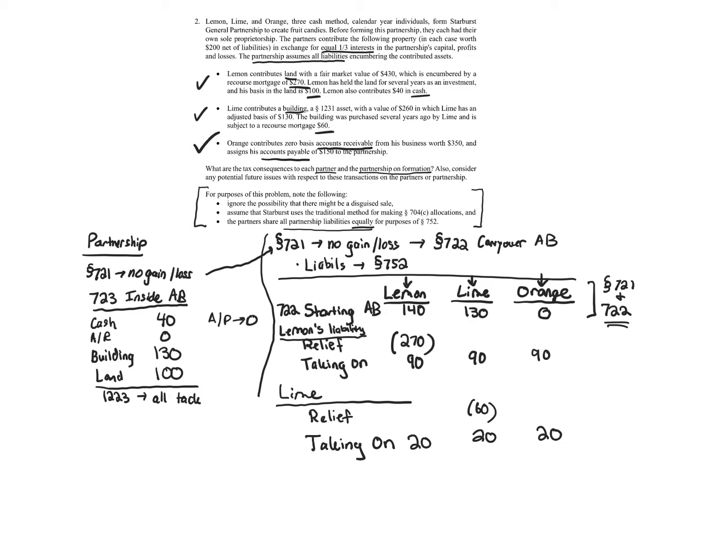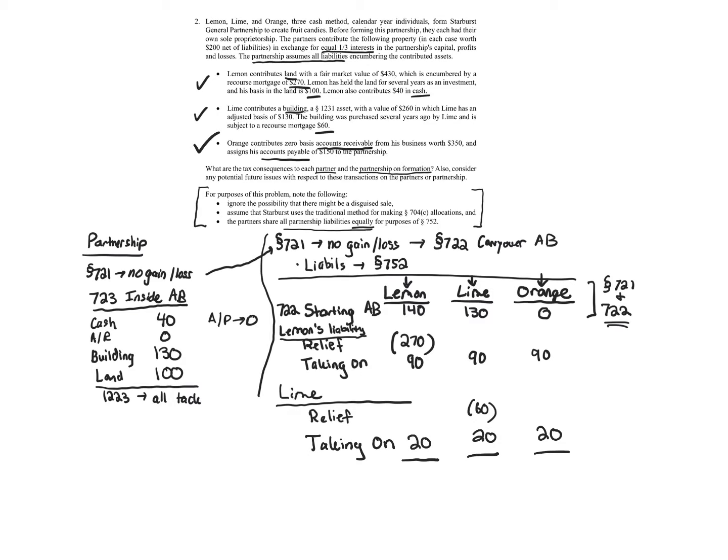So Orange is contributing 0 basis accounts receivable and 0 basis accounts payable. With respect to 0 basis accounts payable from a cash method taxpayer like Orange, these do not go into this analysis. That's the rule. We talked about that in the lecture materials: if a partner contributes 0 basis cash method accounts payable, they don't go into this 752 liability analysis. So we're done. It doesn't go into this. Then we sum up our numbers.